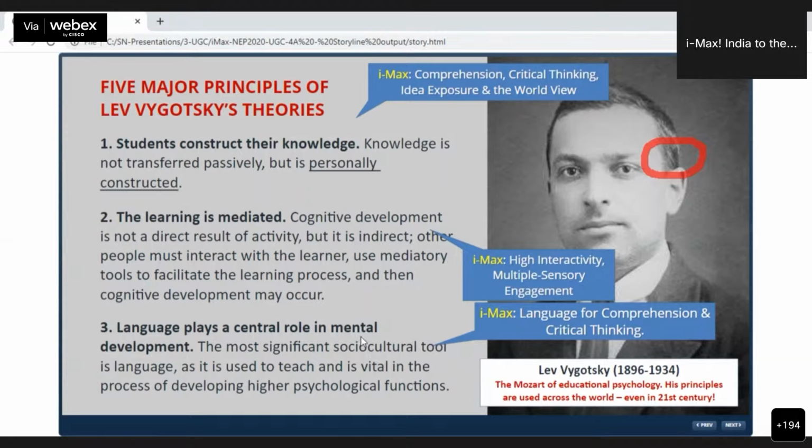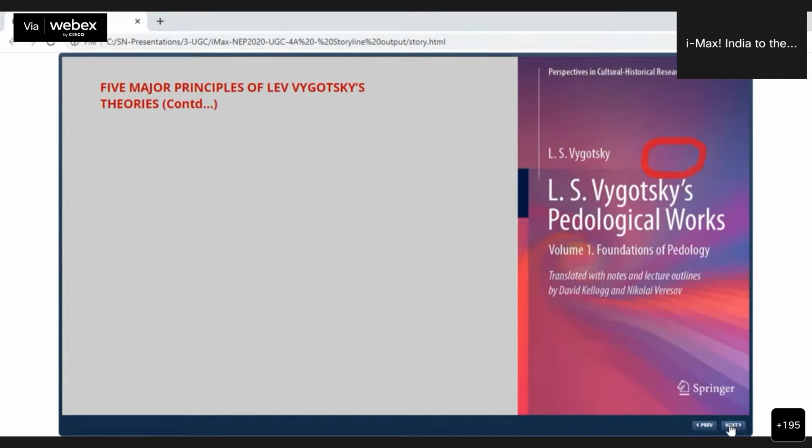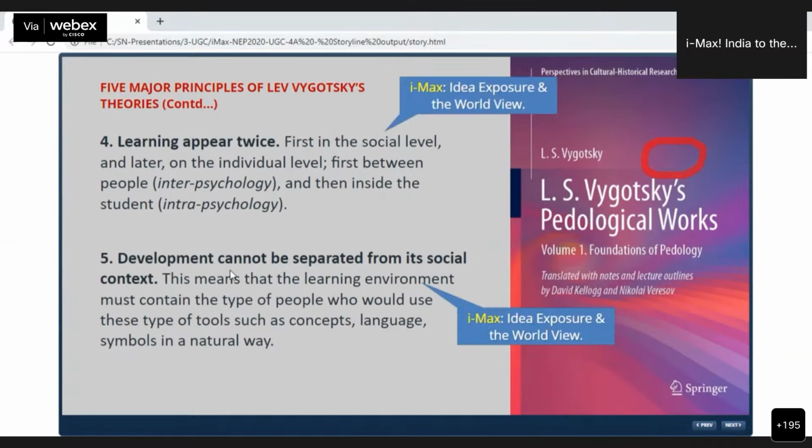Language plays a central role in mental development. That is an important thing, because in our country, language learning is not at all appreciated, because we are all asked, you go and study science or study the technical things. What happens is that while constructing a house, we have bricks, but we don't have cement in between. This cement is actually the language. Learning appears twice. Development cannot be separated from its social context. These are the 5 important points of Lev Vygotsky.